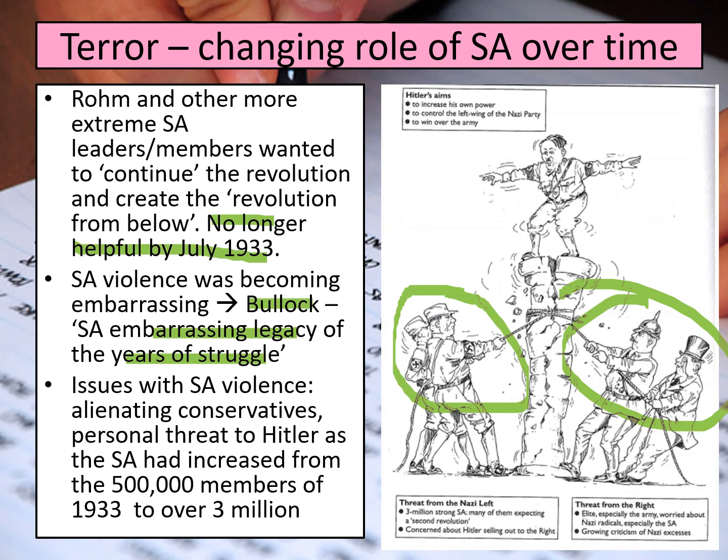And he's also very worried about them because this is not a small group. After we get to January 1934, there are over 3 million of them. And obviously they're threatening his personal position as well as threatening the Conservatives. So tensions started to really increase, and the SA no longer were really necessary. And that led to the Night of the Long Knives in June 1934.